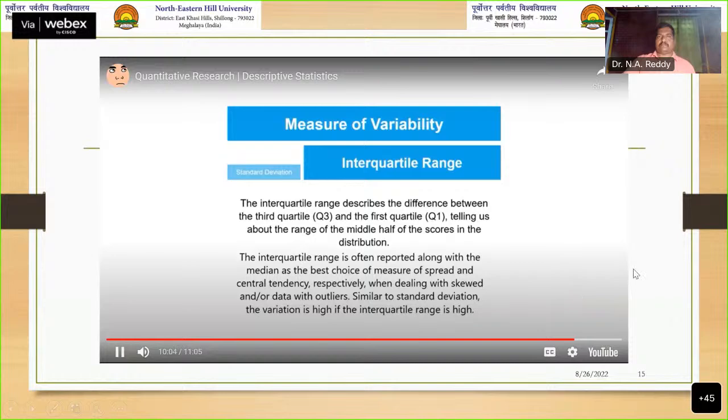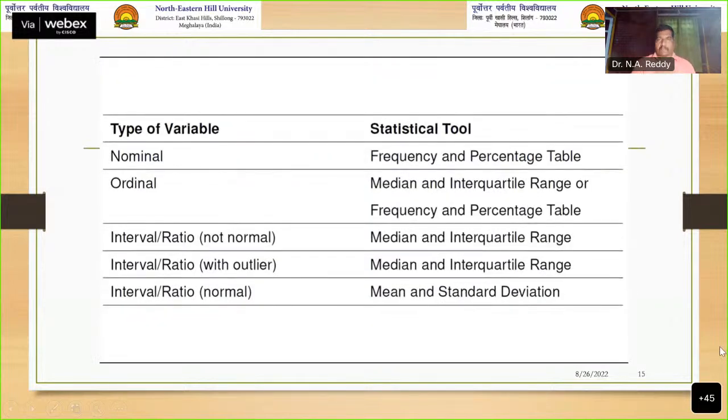In summary, the table below summarizes what statistical tool you should use to describe your dataset. If you have a nominal variable, you may use a frequency and percentage table to describe your data. If you have an ordinal variable, you may use median and interquartile range or a frequency and percentage table. If you have an interval or ratio variable but not normally distributed, containing outliers, or both, you may use median and interquartile range. Finally, if you have an interval or ratio variable and it is normally distributed, you may use mean and standard deviation. While there are other descriptive statistics that you can use to describe.